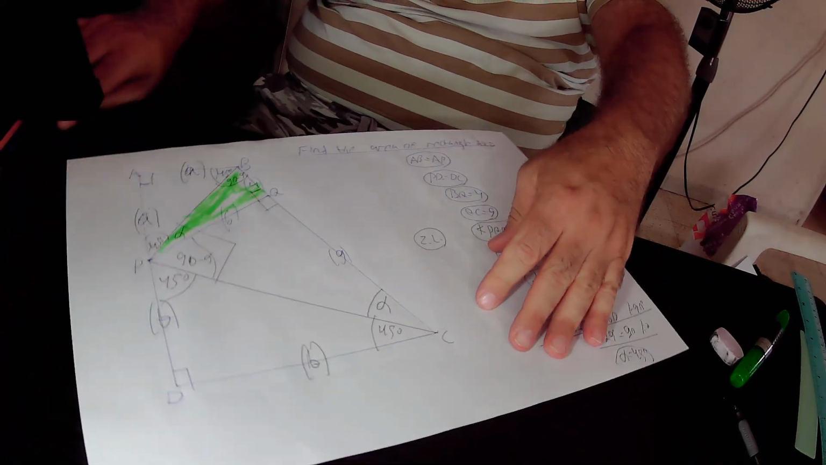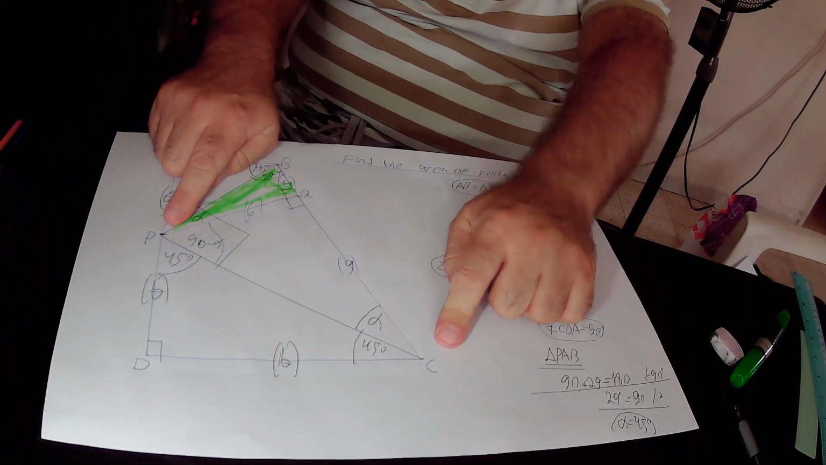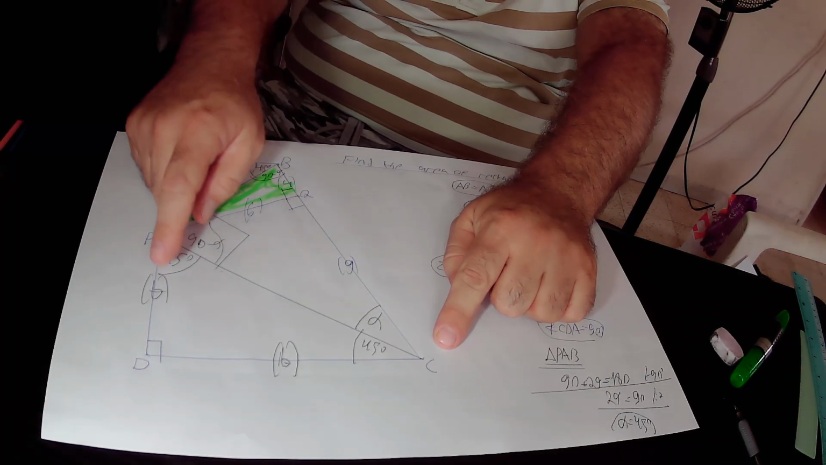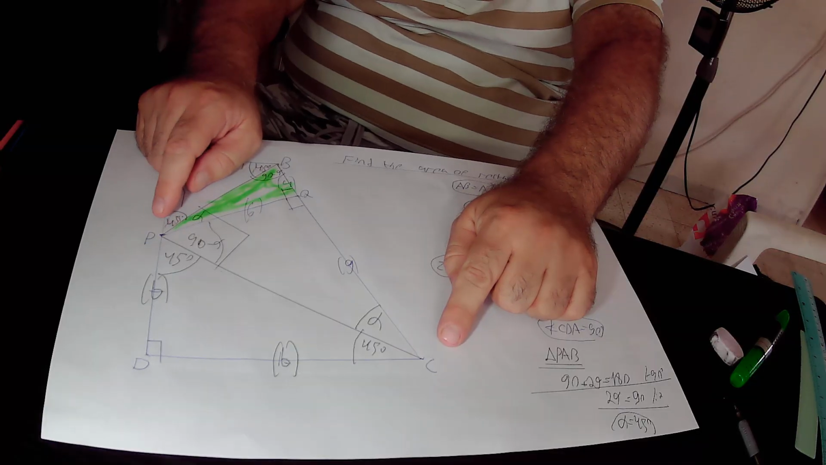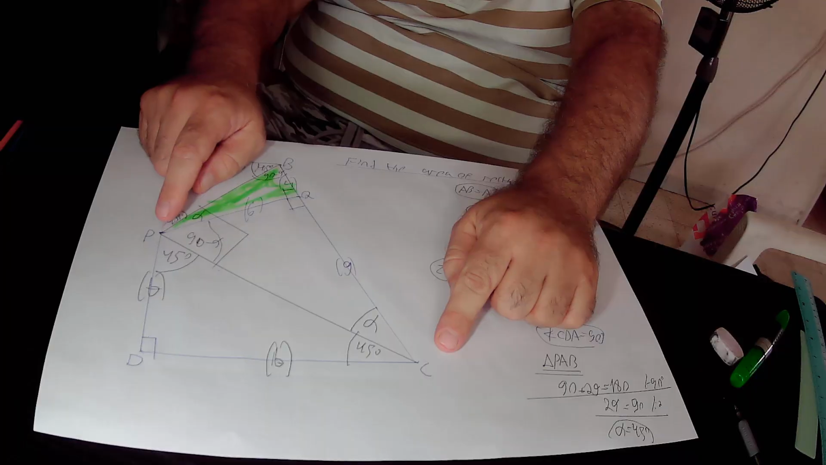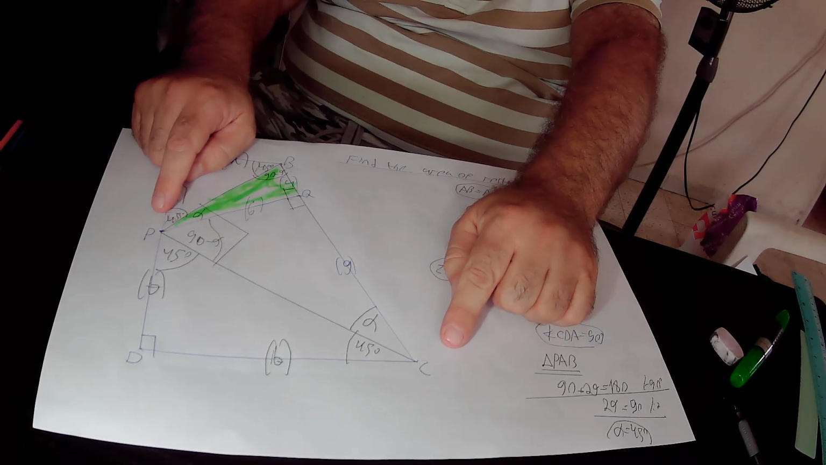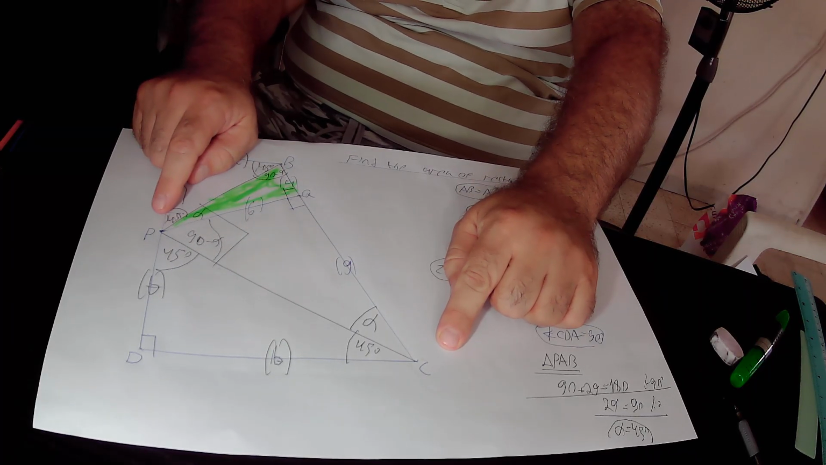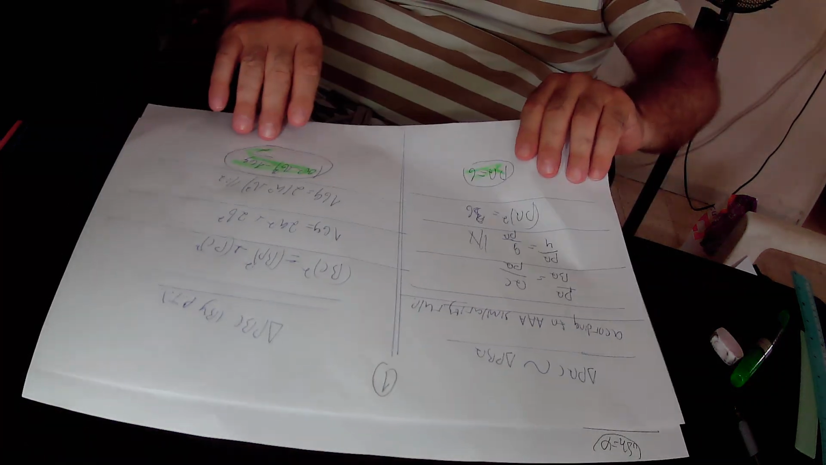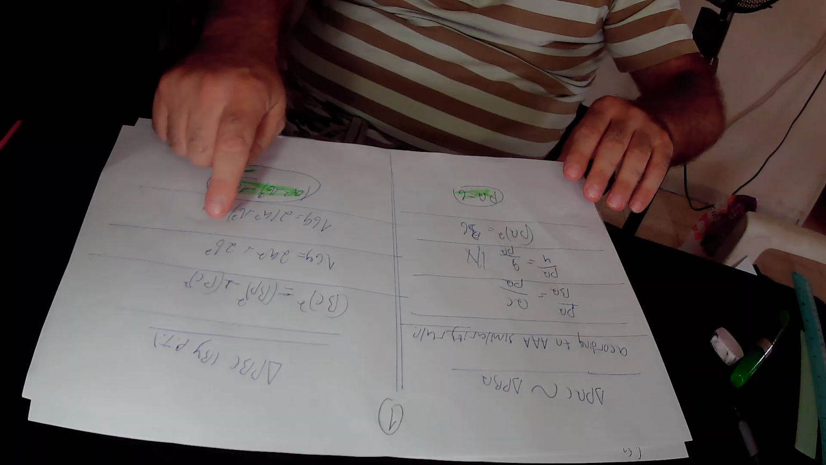What is the value of PC squared? In order to find the value of PC squared, we implement the Pythagoras theorem on this right triangle PDC. According to the Pythagoras theorem on this right triangle PDC, B squared plus B squared equals PC squared. So PC squared equals in total 2B squared. So again, PC squared equals 2B squared.